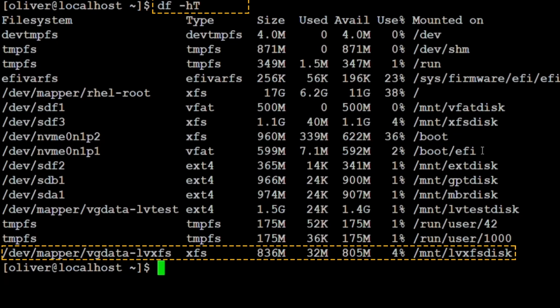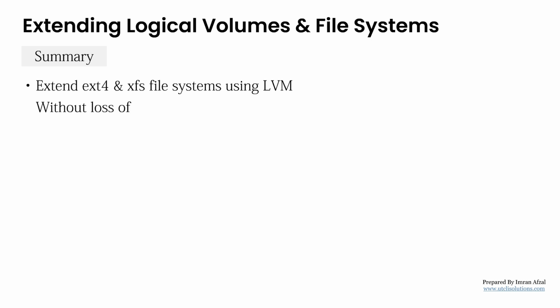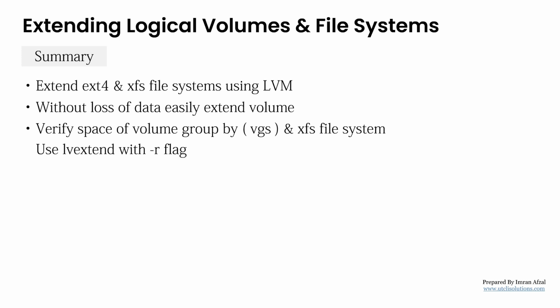And that wraps up our demo. We've seen how to extend EXT4 and XFS file systems using LVM with zero data loss even when space runs out. This is something you'll face frequently in real environments, especially on fast-growing systems. Remember to always verify space in your volume group with vgs. And for XFS file systems, you can use lvextend with the -r flag to resize both the logical volume and the file system in one go.